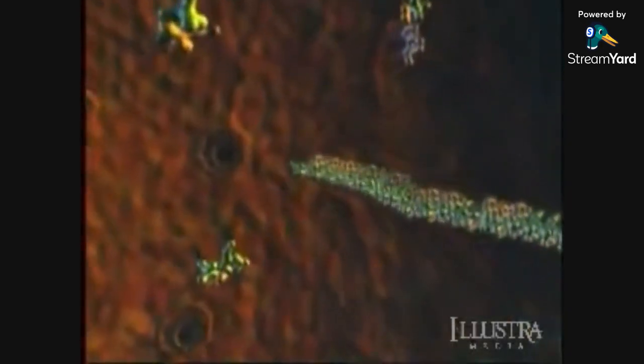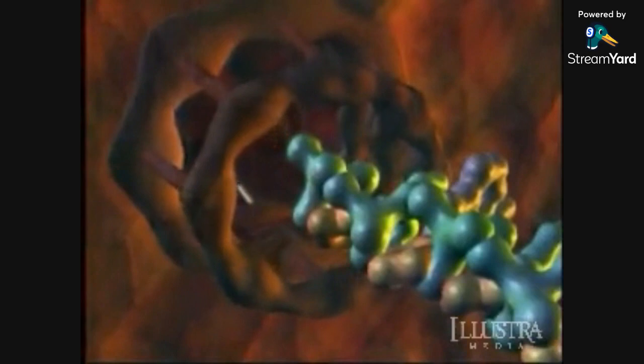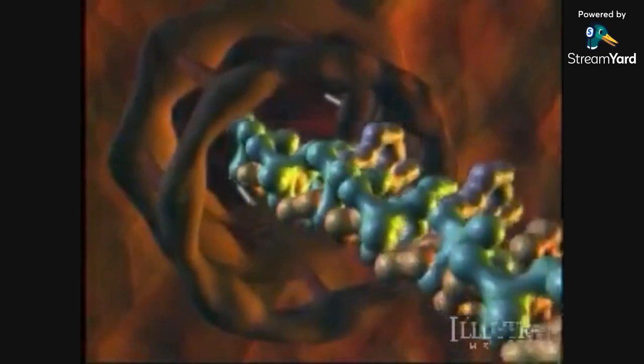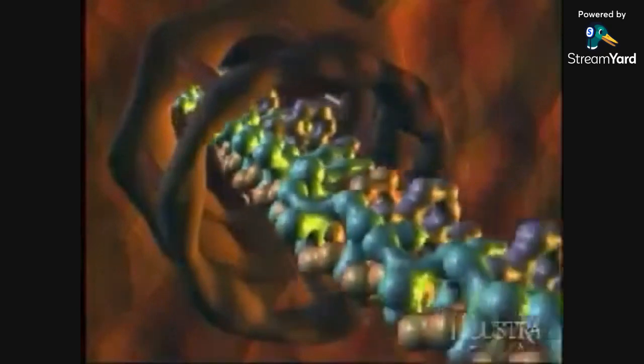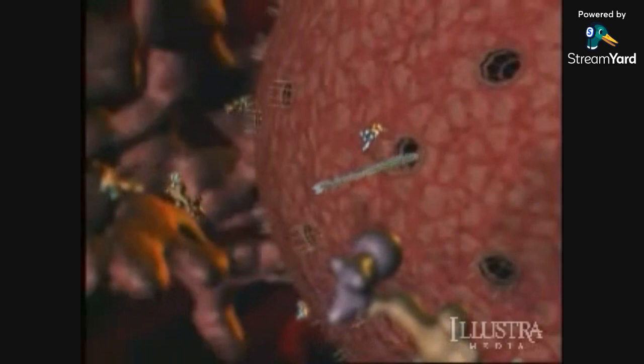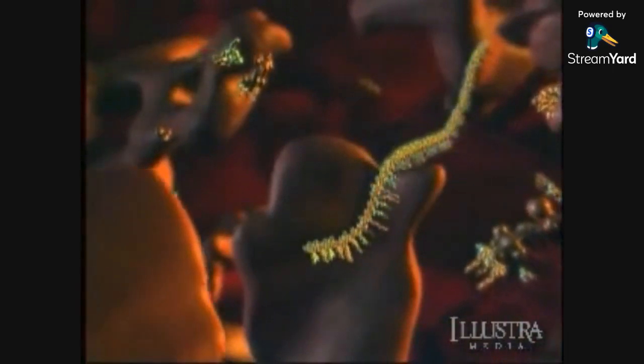When transcription is complete, the slender RNA strand carries the genetic information through the nuclear pore complex, the gatekeeper for traffic in and out of the cell nucleus. The messenger RNA strand is directed to a two-part molecular factory called a ribosome. After attaching itself securely, the process of translation begins.